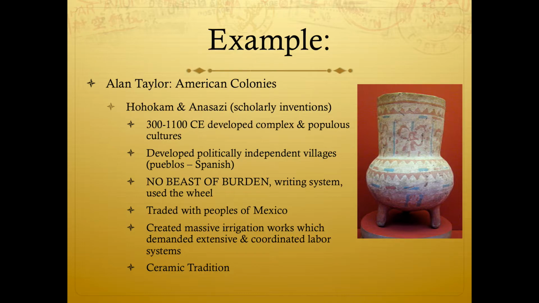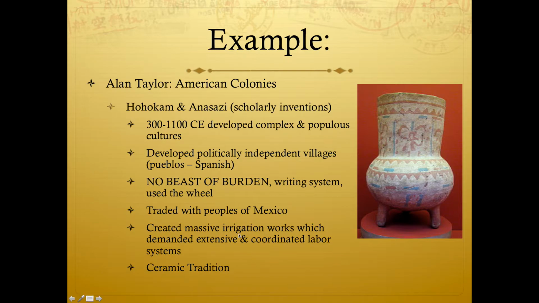Now, interesting, some of the things that they didn't have. Well, they didn't have beasts of burden. I put that in all caps because this is going to go into the Columbian Exchange. Not only did food go back and forth, but Europeans introduced domesticated animals, something that was very new to Indian cultures. They never domesticated the animals. Most of them didn't have a writing system or even use the wheel, but they did have highly complex economic systems because they traded with each other, especially with the peoples of Mexico.